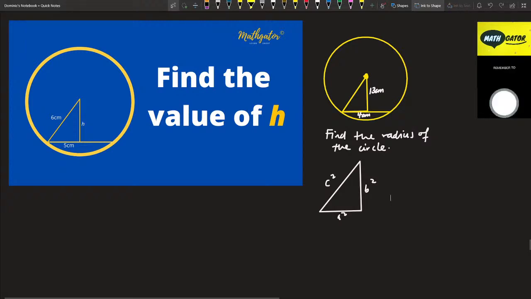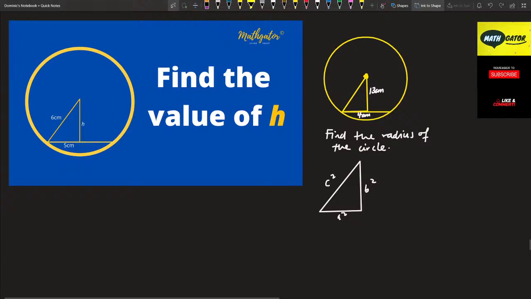So you go ahead and find the value of c. And when you find the value of c, that is going to be the answer to the radius of the circle. Why would that be the answer? Because the line, which is the slope, called the hypotenuse in Pythagoras' theorem, starts from the center and touches the circumference. That is the definition of a radius.